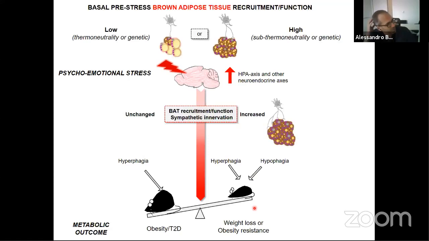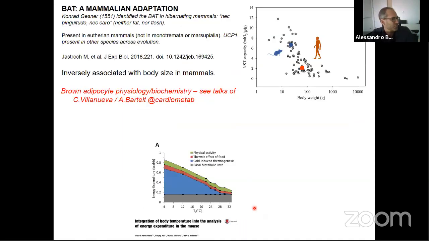A few years ago, based on some of the data I'm going to show you today, we focused and pointed our attention to the brown adipose tissue and how it can play a role here. So what is the brown adipose tissue? Well, this is not coming as it was supposed to be. Okay, nevertheless, it's really a mammalian adaptation.